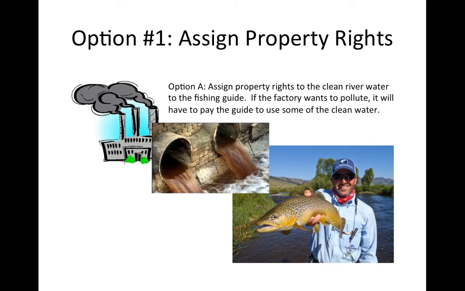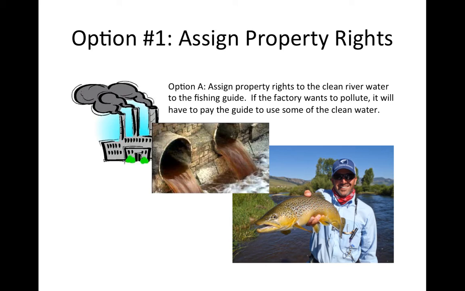One option is to assign the rights to the clean water to the fishing guide. If the factory wants to release pollution, it will have to pay the guide for the use of his clean river. The factory has two options. It can either choose to produce its product in a way that does not pollute the river, or it can pay to dump the byproducts of its production process into the river.